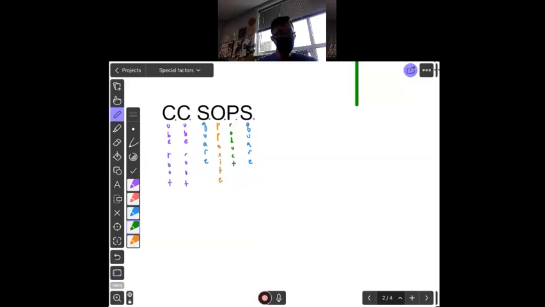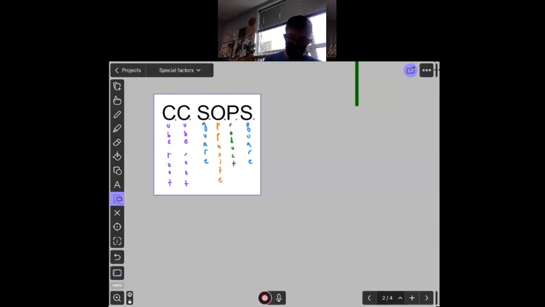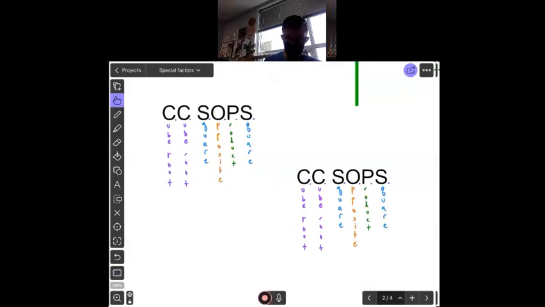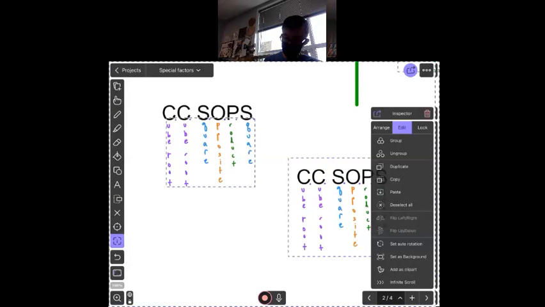I'm going to walk you through a couple examples about how to use CC SOPS to help you factor. Again, this is just a method. The other one is purely memorizing the pattern as it's written. Again, I'm just not a big fan of that one anymore. And there's also other different little words and stuff I could use here.